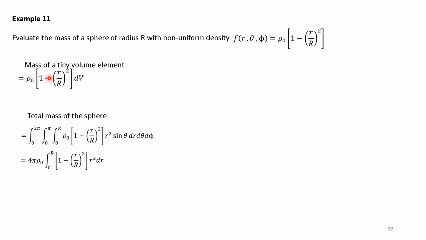And this rho naught is always there, just from this function. So all I need to slightly worry about is this integral for r, and this is also straightforward, of course. And then at the end, you just get a result.